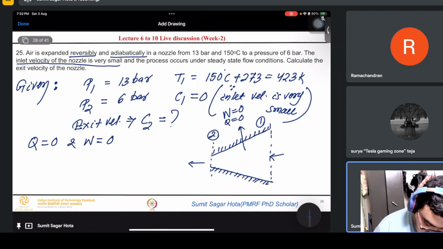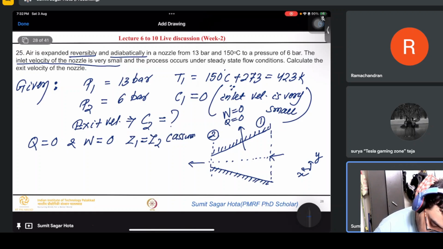And here we are assuming Z1 is equal to Z2. Z1 and Z2 are the heights. This height we are assuming the same. This is for your reversible, and this is for your adiabatic.